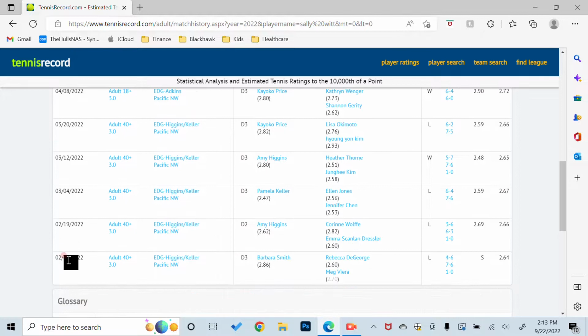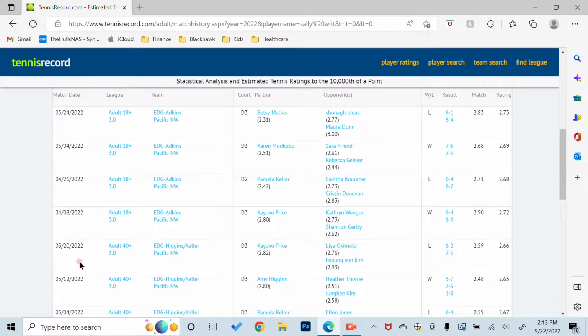Okay, starting with the very first match of the season. So let's just say here on 4-8, she played an 18 plus. She played with a partner that was ranked a 2.80, and this is her dynamic rating. She played against somebody who was a 2.73 and a 2.62. So they definitely should have won, and they did win. So she ended up moving, because she won 6-4, 6-0. She got a bagel in the second set. She moved from a 2.66 to a 2.72. This is her new dynamic rating.